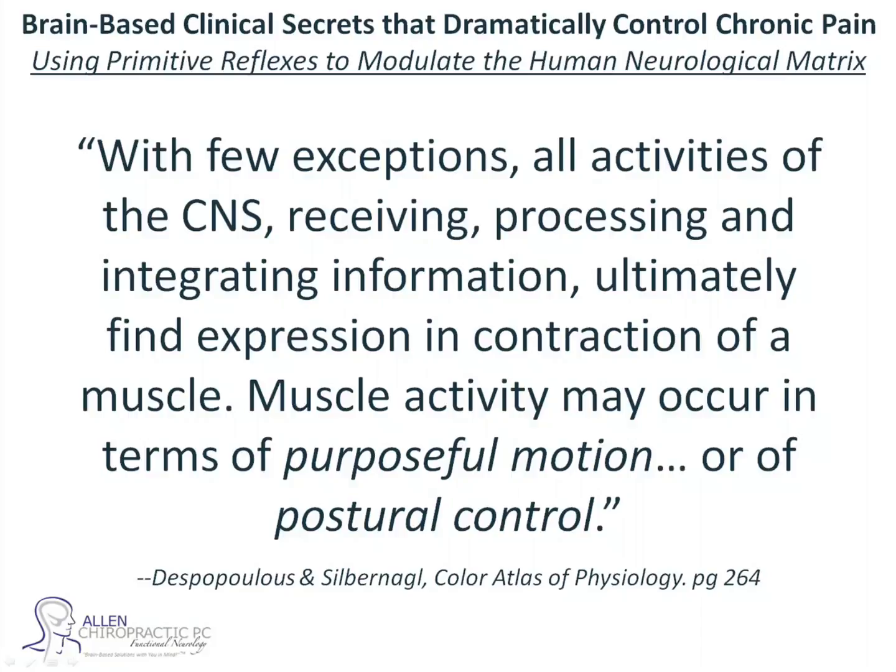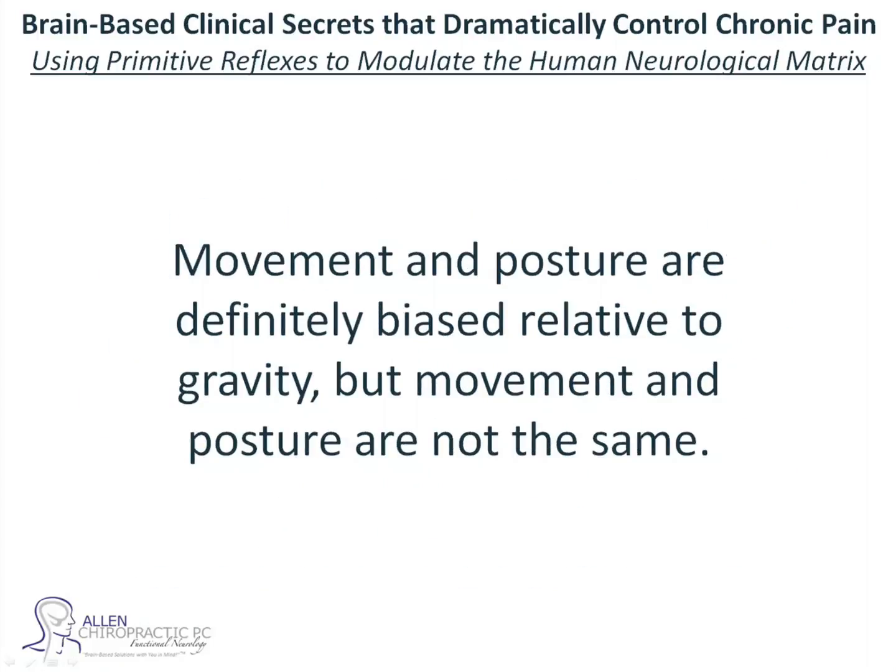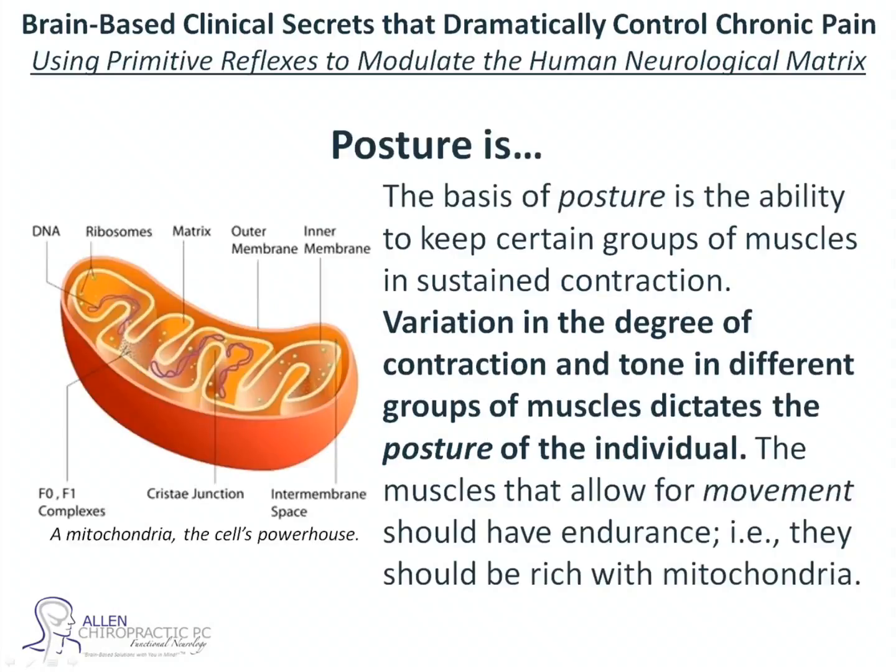There's 2 different aspects of the way the nervous system displays itself: purposeful motion and postural control. And it's important to know that one is upper body and the other is lower body for the most part. Movement and posture are definitely biased relative to gravity, but movement and posture are not the same thing.